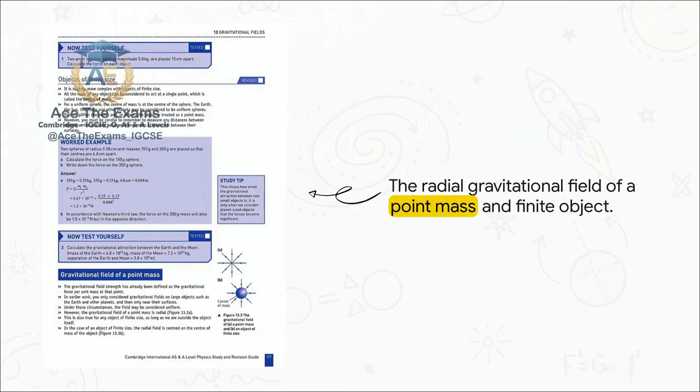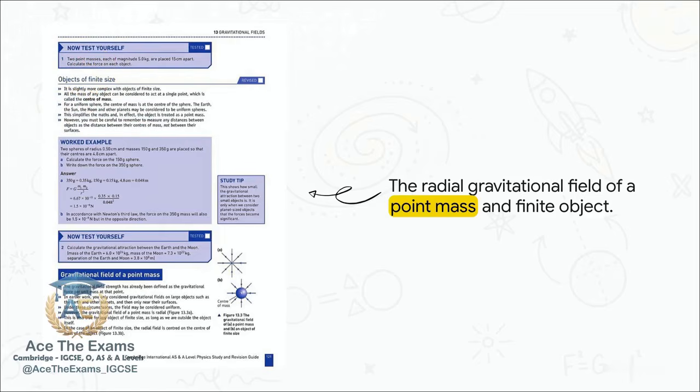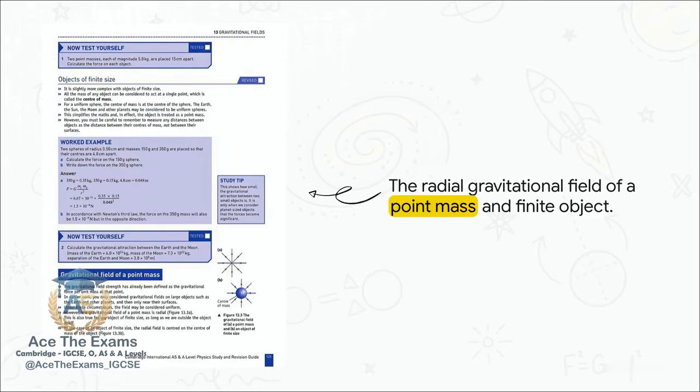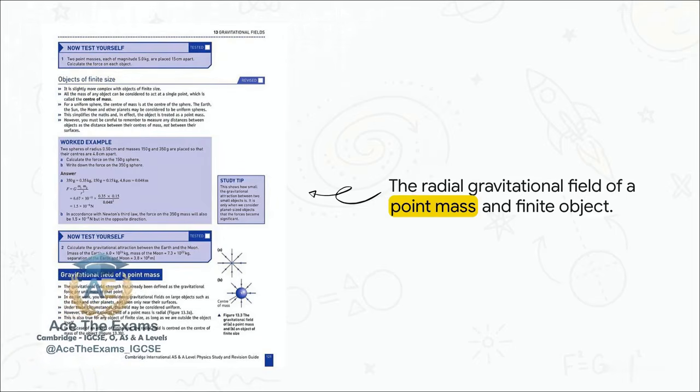But thankfully, there is a brilliant rule that simplifies everything for us. All the mass of a uniform sphere can be considered to act at a single, solitary, central point, its center of mass. Because of this, the field becomes radial. It spreads out in all directions from the center, rather than being uniform and parallel like it is up close on the surface.